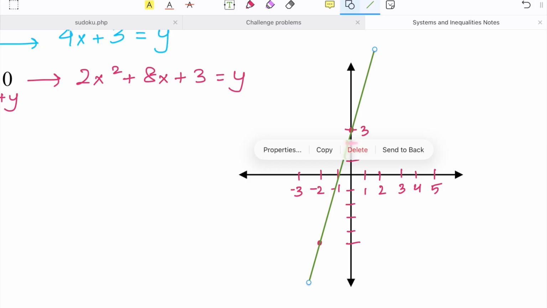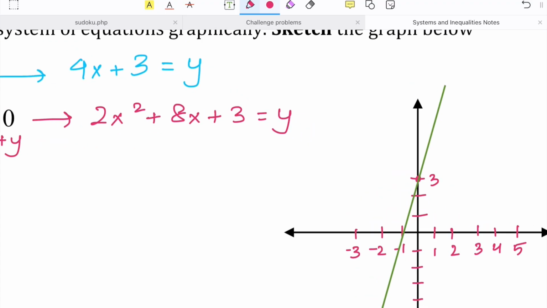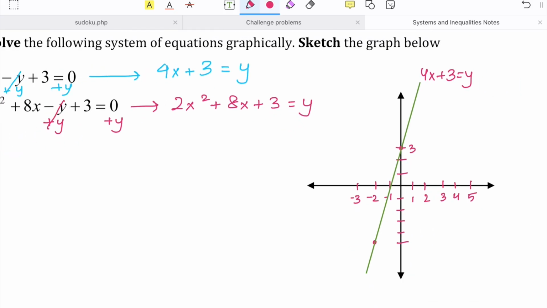The points, right? And that was my 4x plus 3 is equal to y graph. And my parabola will be like that. Oh, I would want my vertex over here too, right? So something like this. That doesn't look good. Okay, there you go. That's my parabola.